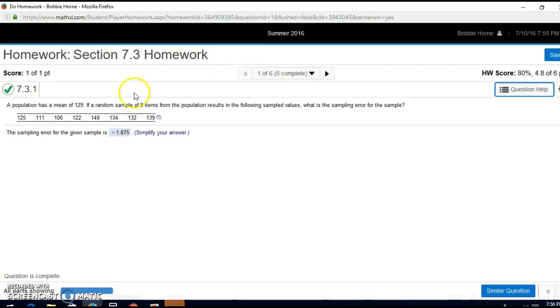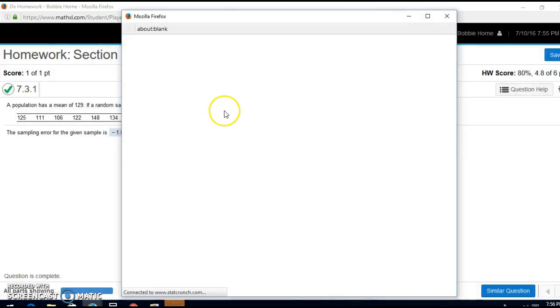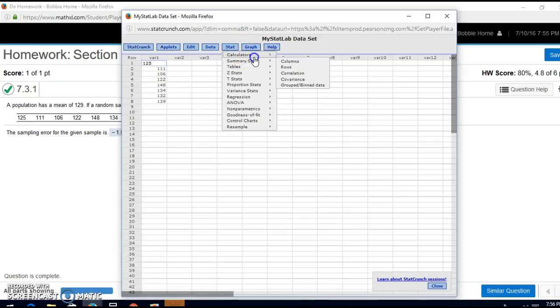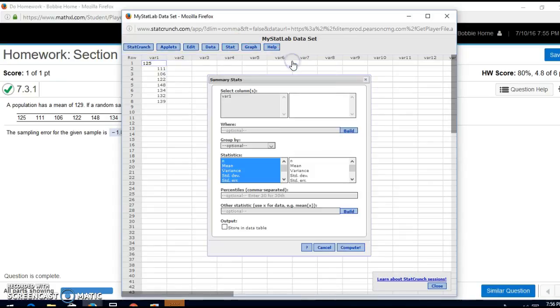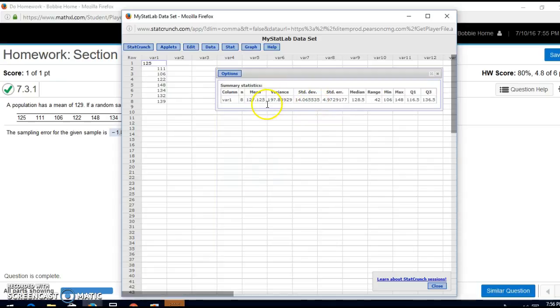So what I want to show you is here you can find the mean. To find the mean, you add them up and divide by the number that you have. This one really wouldn't take long to do by hand, but if you want a quick way, you can open StatCrunch, go to Stat, Summary Statistics, click on Columns, and we want to find the mean of this column, which is variable 1, and hit compute. It's going to give you a bunch of information, but all we need is the 127.125. That is what we call our sample mean.